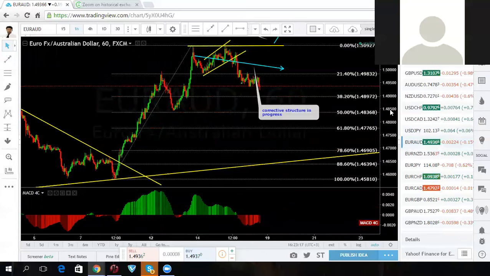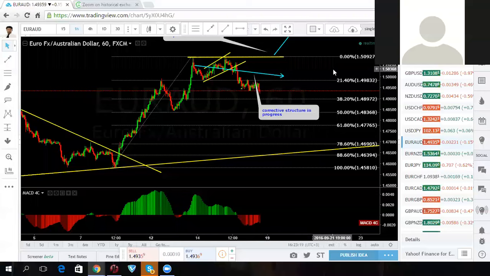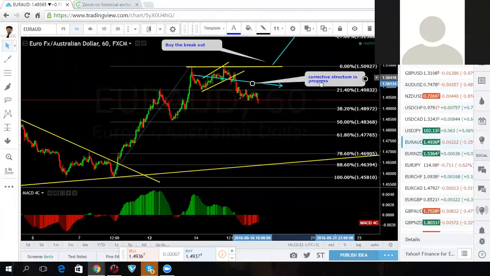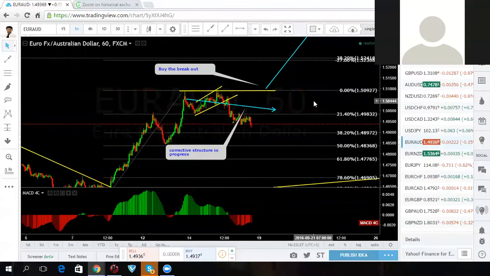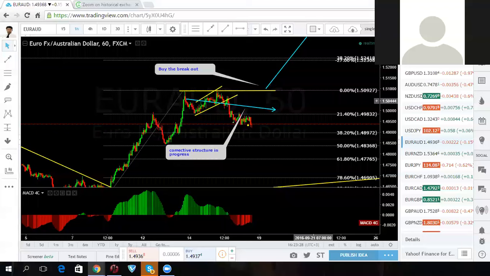Euro Aus. Euro Aus, I'm in this still, and I'm not very happy about it because it's coming back very much into my profit. So what I'm looking for now is the same thing as in New Zealand. I want this to go back up here. And if it goes up sharp, I'll stay in the trade. If it makes a corrective structure up, it will make a corrective structure because it is in a correction.